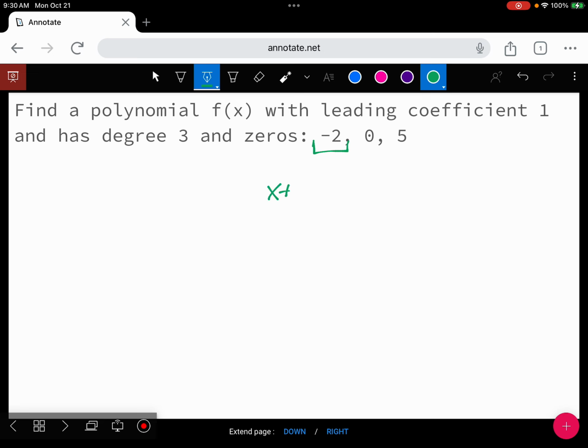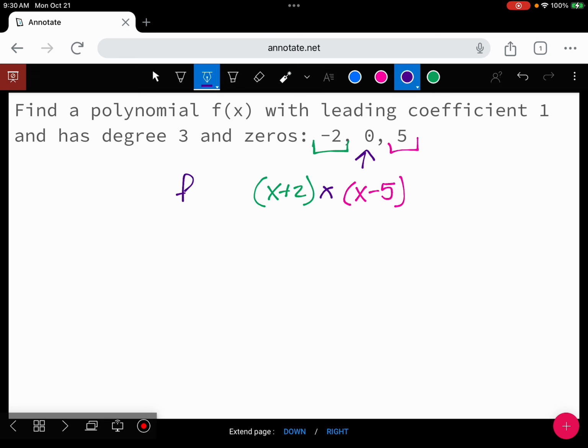X plus 2. How would I write a factor that has a root of 0? X plus 0 or just x. How would I write a factor that has a root at 5? X minus 5. What degree will this have when multiplied out? X cubed. It will have a degree of 3.